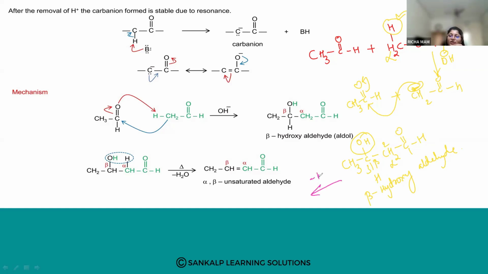Further, there will be loss of a water molecule. And what am I going to get? CH3CH=CHCHO. It is an enal system, 2-enal. Numbering 1, 2, 3 and 4, the carbonyl carbon should get the least number. So I am going to get the butenal system. Understood?